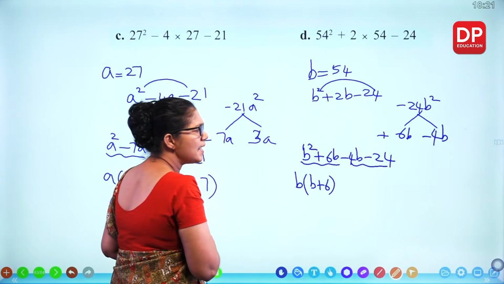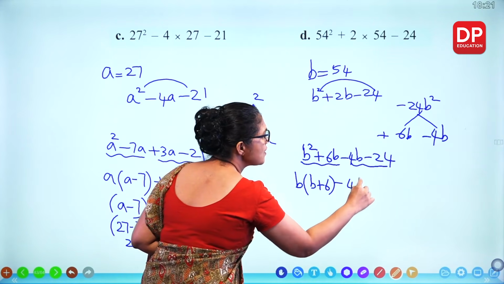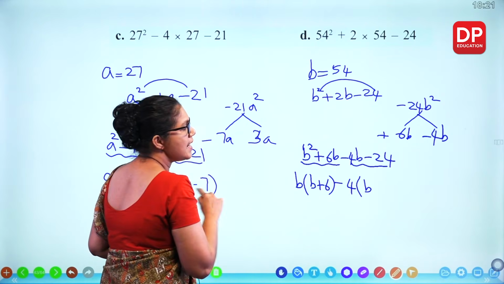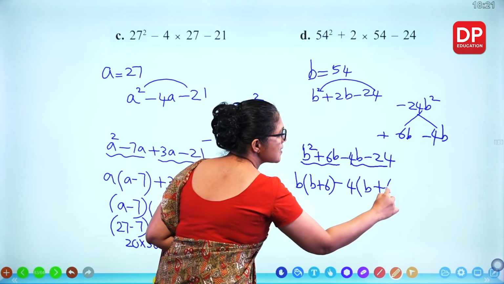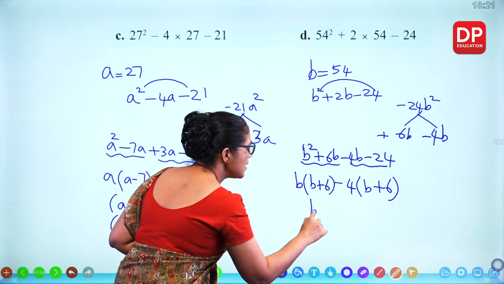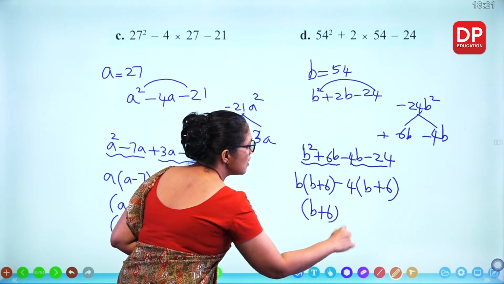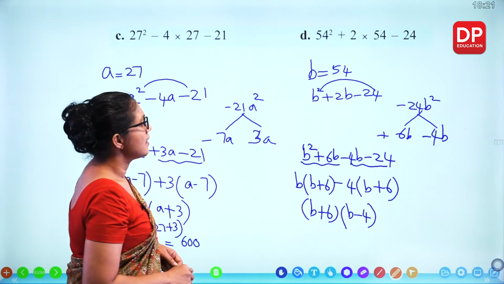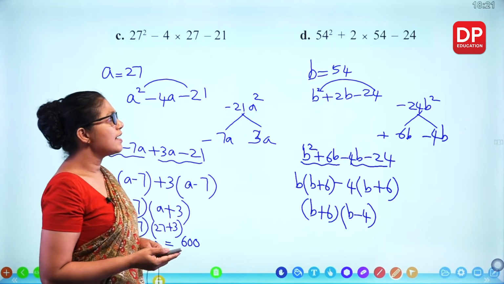So what is common here? Minus 4 is common, take it out. B remaining and here plus 6 remaining. So again B plus 6 is common, take it out. B minus 4 is remaining. But this is not the final answer.